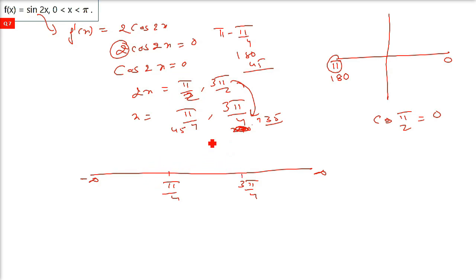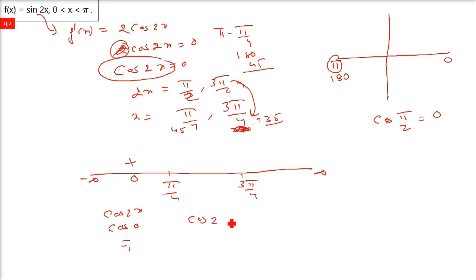Now any value which is lower than pi by 4, you can just put 0 also. See, 2 cannot be 0. We are talking just about the sign here. Cos 2x, if you put 0, cos 0 is what? It's 1. So you are going to get a positive value if you take a value which is lower than pi by 4. How about taking the value which is between pi by 4 and 3 pi by 4?